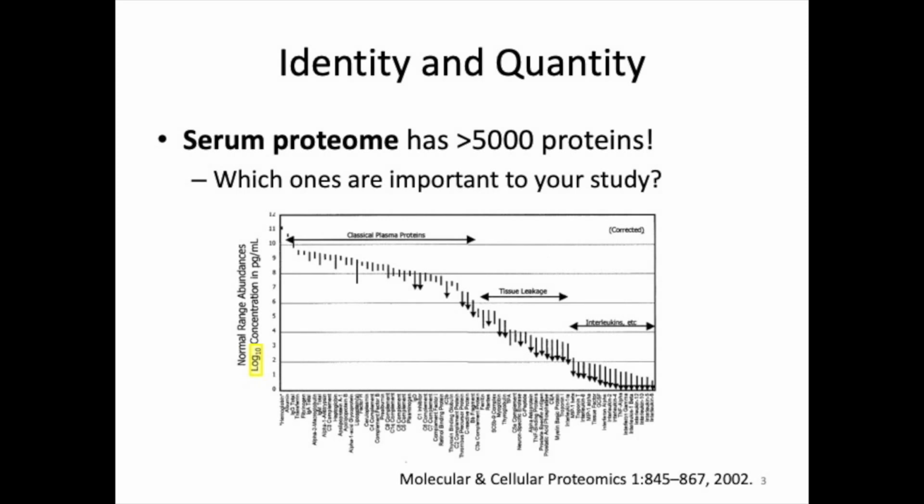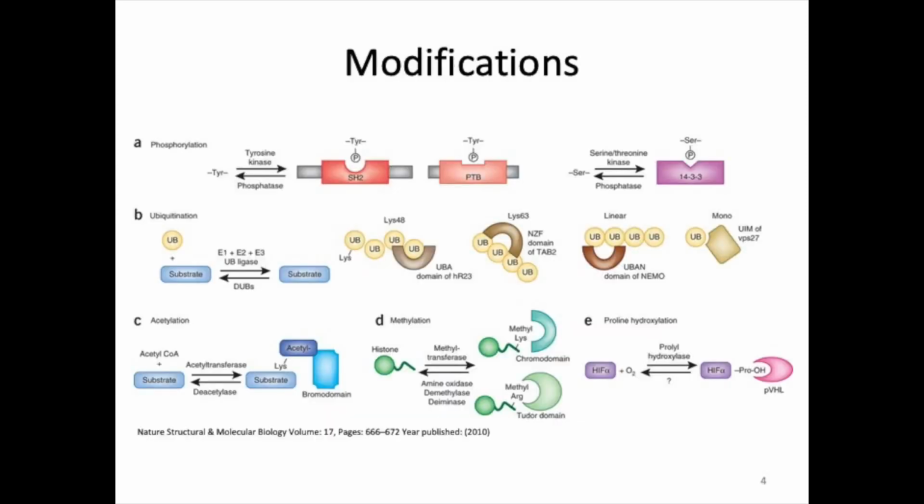You can see that the abundances of proteins vary. Some proteins are highly expressed, while others are not. Other than the protein abundance, in some studies, we're interested in post-translational modifications. This figure shows the biochemical processes of several modification forms, such as phosphorylation, ubiquitination, acetylation, methylation, and proline hydroxylation.